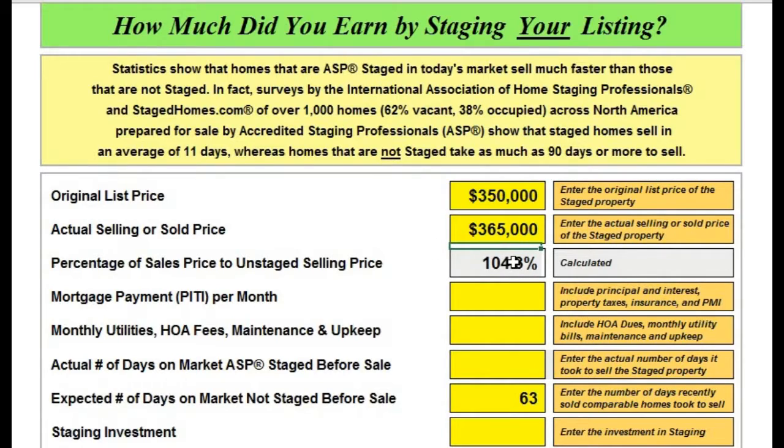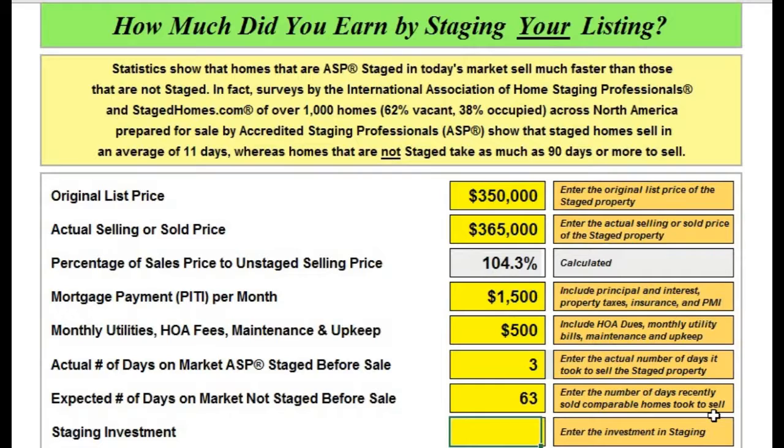So we're going to presume $365,000 in this case. You can see that this house sold for 104%, where the average unstaged home on the property is selling for 96.5%. Monthly mortgage payment will be $1,500 as before. Monthly utilities will be $500 as before. Actual number of days on market, staged before sale: we're going to presume this whole home sold very quickly. It sold in 3 days.